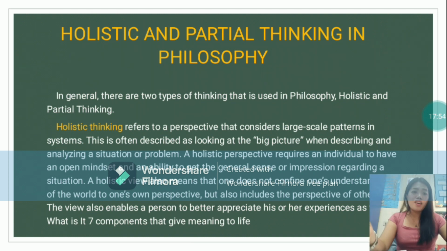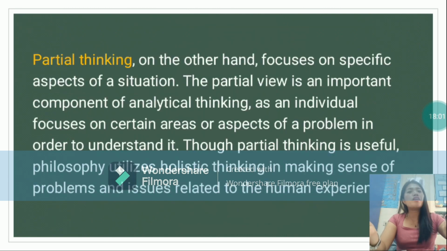Now, what about partial thinking? Partial thinking, on the other hand, focuses on specific aspects of a situation. The partial view is an important component of analytical thinking, as an individual focuses on certain areas or aspects of a problem in order to understand it. Though partial thinking is useful, philosophy utilizes holistic thinking in making sense of problems and issues related to the human experience. So you can now distinguish between partial thinking and holistic thinking.